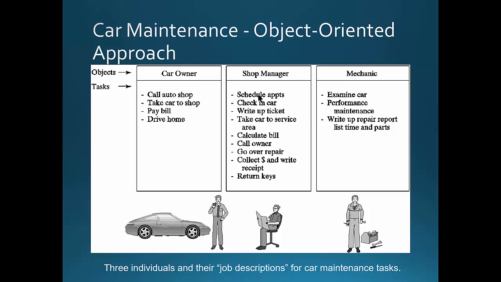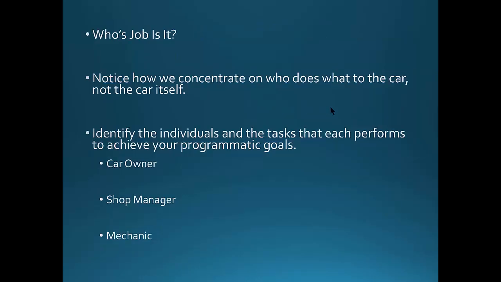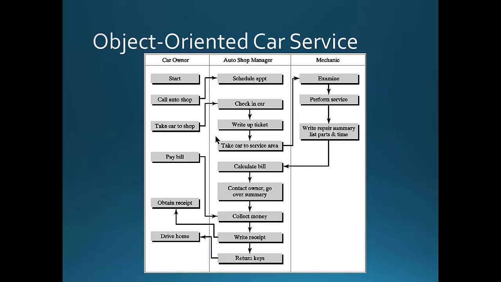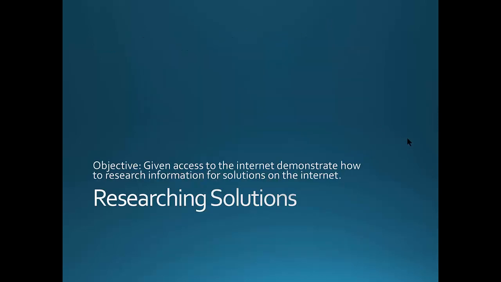The shop manager does these things: scheduling appointments, writing up the ticket, taking the car to the service area, calculating bills, calling the owner, and going to repair. And then the mechanic, from their perspective, gets a car, fixes it, writes up a report, and then goes on to the next car. So this breaks the problem down. And again, we're using that principle: whose job is it? And then associating each of the tasks with the class that it belongs to. Write these as classes, and then we get multiple mechanics and multiple managers and multiple car owners, and they can all interact.